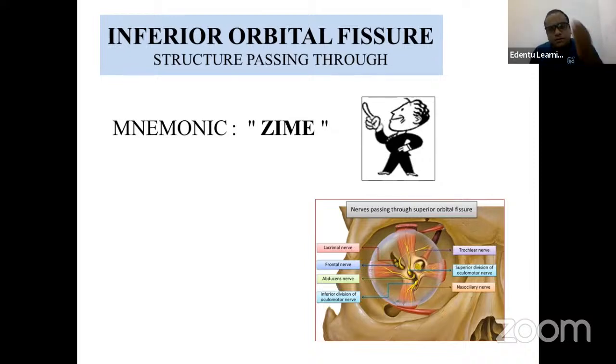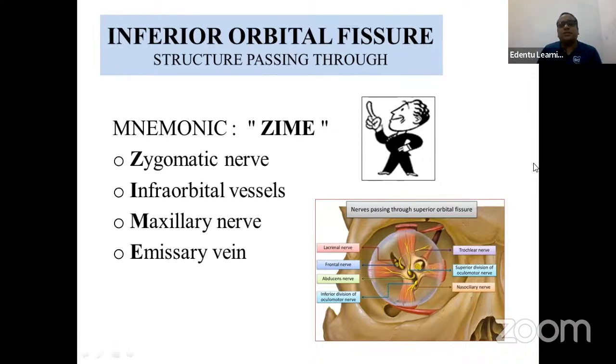So, the structures passing through the inferior orbital fissure: ZIME. Z stands for zygomatic nerve, I for infraorbital vessels, M for maxillary nerve, and E for emissary veins. So it's very simple. This diagram you can draw. It's there in your books also. Read more, more nerves are there, but these are the most important. At least 4 you can remember very easily.